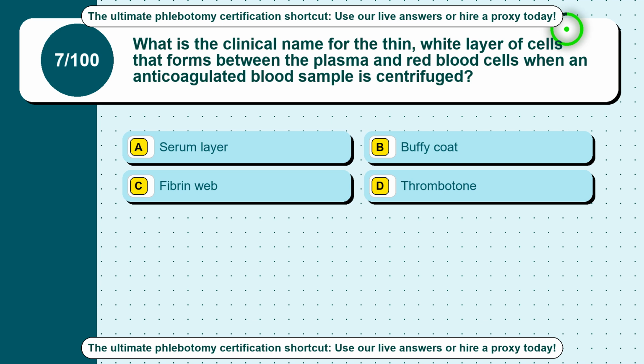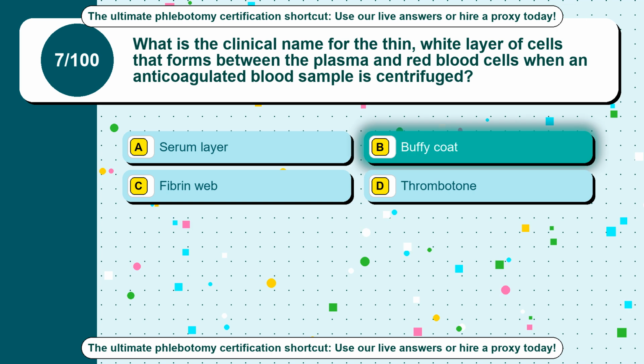Question 7. What is the clinical name for the thin, white layer of cells that forms between the plasma and red blood cells when an anticoagulated blood sample is centrifuged? Option A, serum layer. Option B, buffy coat. Option C, fibrin web. Option D, thrombotome. The correct answer is option B, buffy coat.